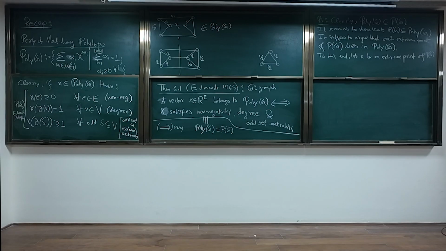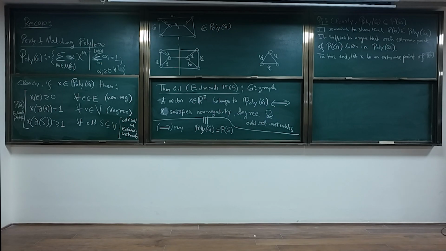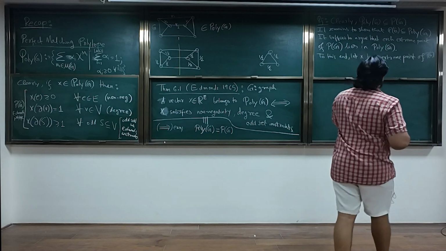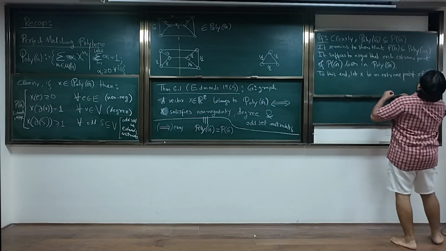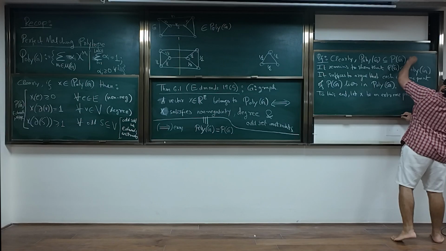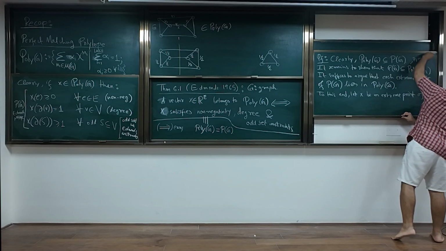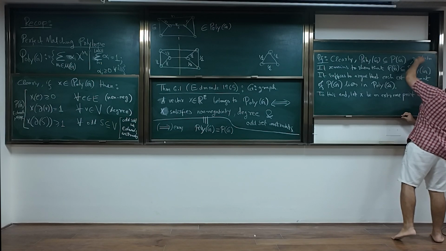I forgot to mention the proof is by induction. You may say, what are you going to induct on? You're going to induct on the number of vertices. How? We'll see. The proof is by induction, on order.